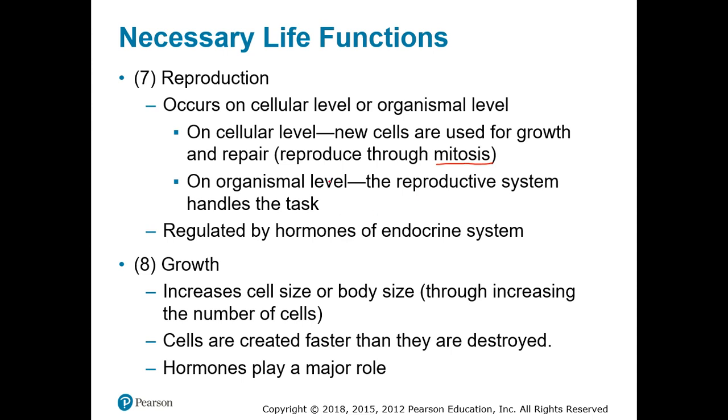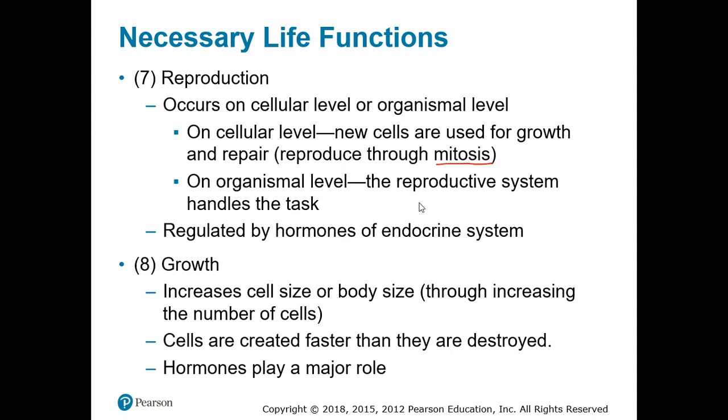At the organismal level, we reproduce using the reproductive system. We have a sperm and we have an egg, and those come together to create eventually a fetus that will turn into a baby, which will eventually use cellular level reproduction to grow bigger and create more and more cells. This is regulated by hormones in the endocrine system, which we learned about when we talked about the overview of it.